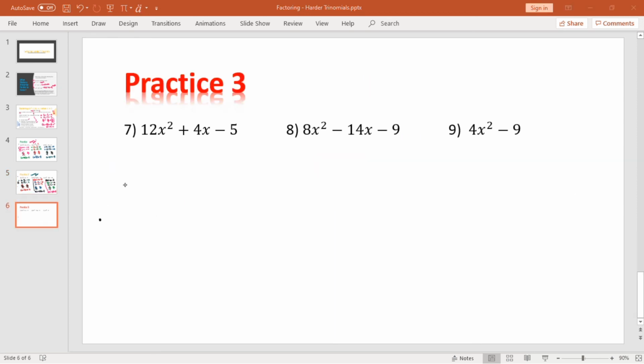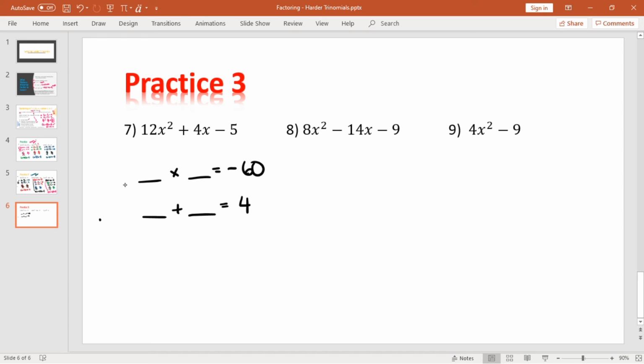Okay, so our last slide, our most difficult examples. We'll start with number 7. Same. I need to multiply to 12 times negative 5, negative 60, big number. Lots of factors, and I need to be combining to 4, but because AC is negative, that means 2 factors of 60 that are 4 apart. So, you start your thing.